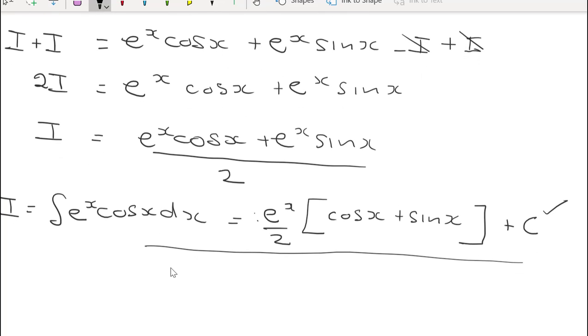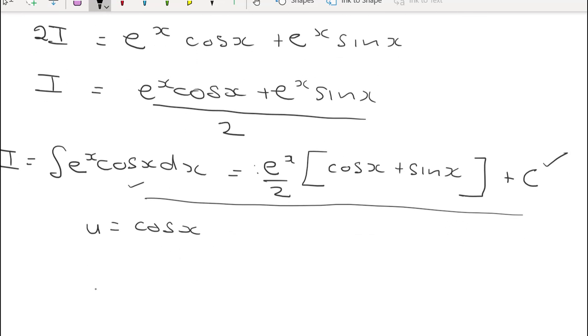Note that we had to integrate two times by parts to eventually solve this problem. And bear in mind, whichever type of function we chose for u, we need to continue with that same type of function. So in the top, we chose u to be equal to cos x, and in the second integration by parts, we chose u to be equal to sine x. So these are the same type of function. They are trig functions. So bear in mind the consistency as well. So here we have our solution.